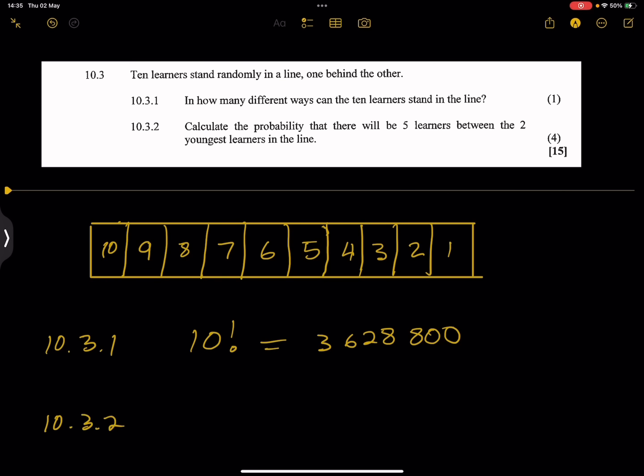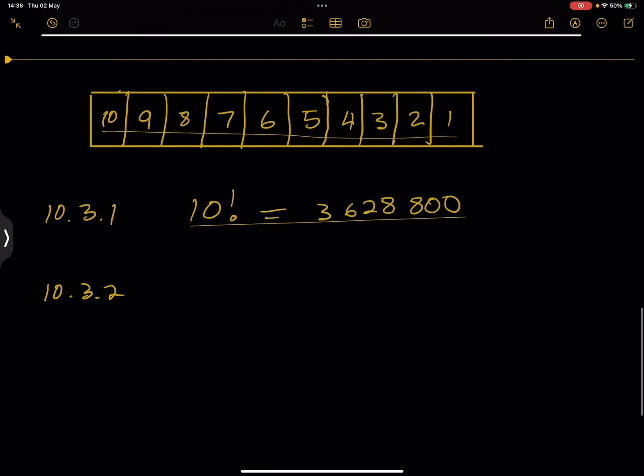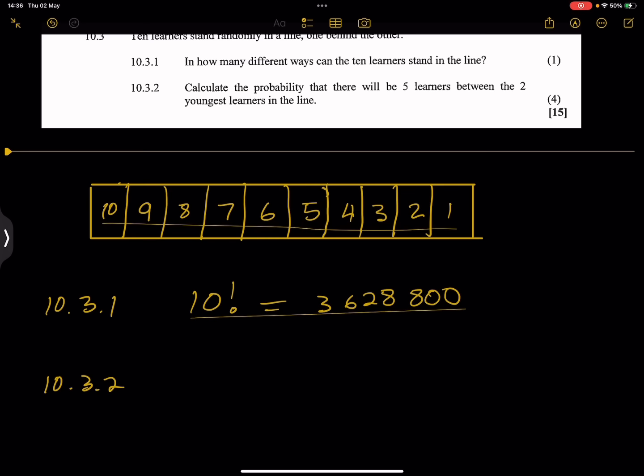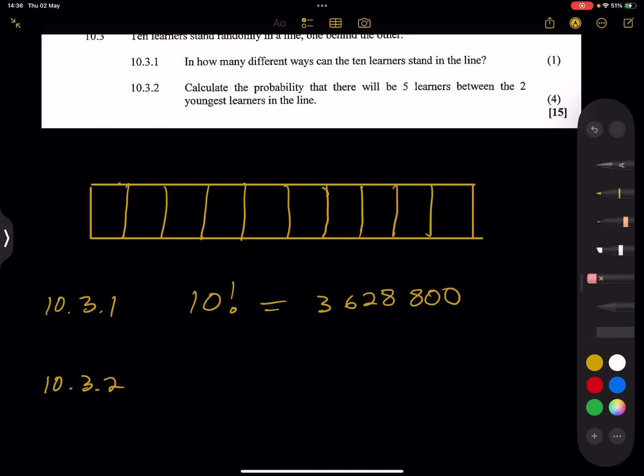All right. And then 10.3.2. Now they say to you, calculate the probability that there will be 5 learners between the 2 youngest learners in the line. All right. So here we are. I'm going to use the very same one that I've got over there, and I want you to look at these possibilities, ladies and gents. Right, so let's say I've got 2 youngest learners, and I'm going to indicate them in a blue color, right?